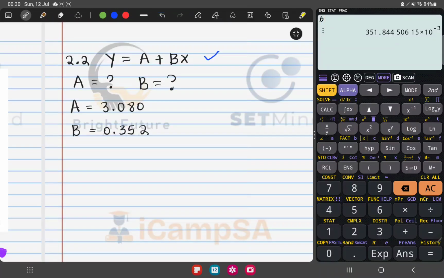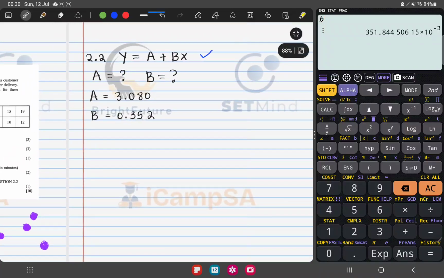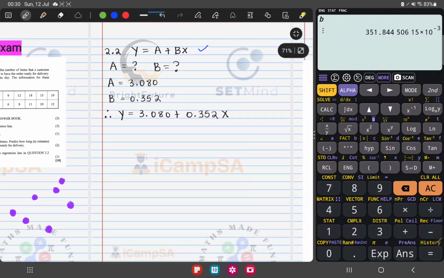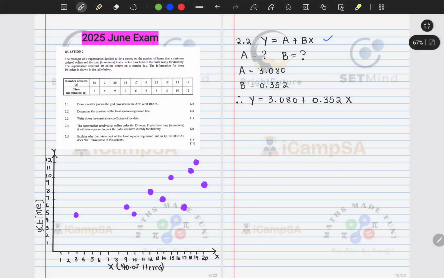So this means that our equation, which is what they are looking for, y, will therefore be 3.080 plus 0.352 multiplied by x. Okay, so that is what we have as our equation. Then let's go to the next page.